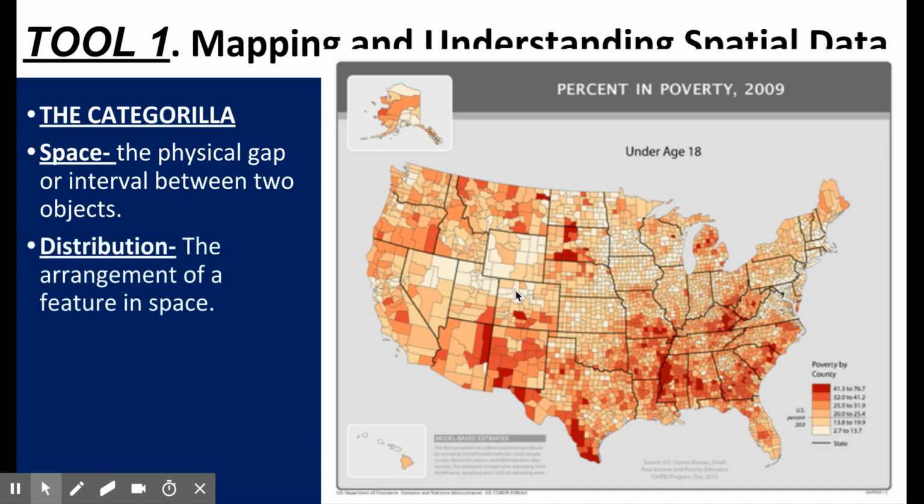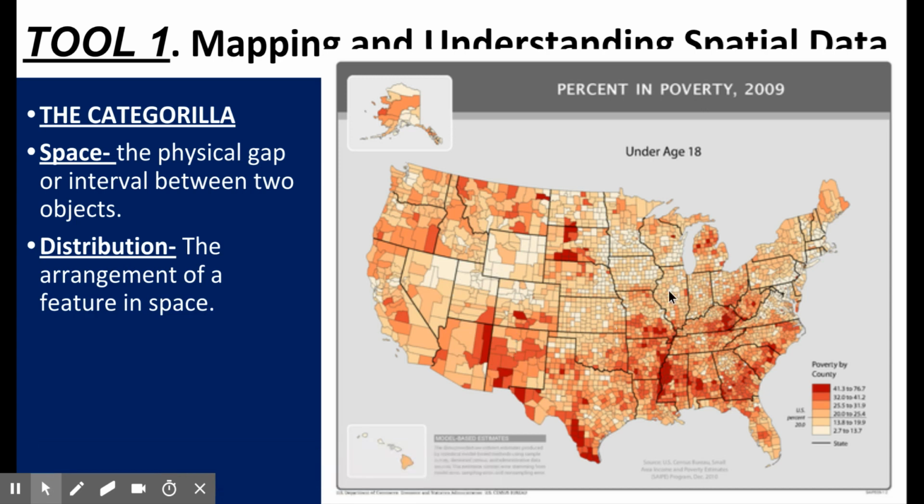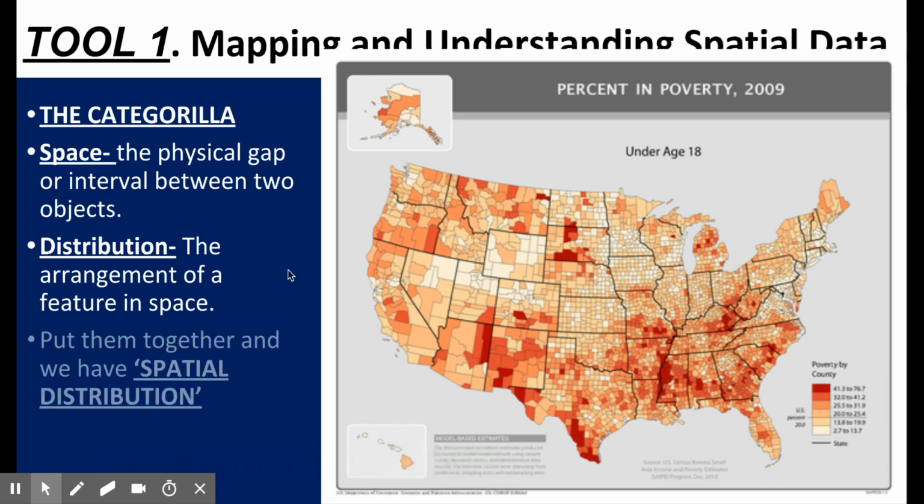Distribution is the arrangement of a feature within a space. So you can see here that the distribution of poverty within space, which is all of this stuff, is consolidated in certain areas, or it's distributed more southerly. Distribution is just a way of talking about how things are arranged. When we put them together, what we have is spatial distribution, or essentially the way that a thing is distributed in space. We've been using the word patterns in class. That's a form of spatial distribution.